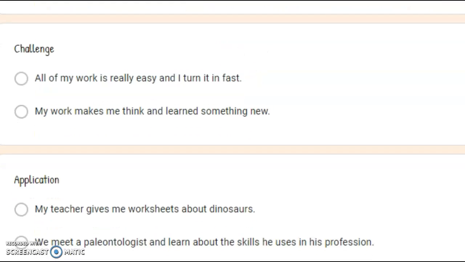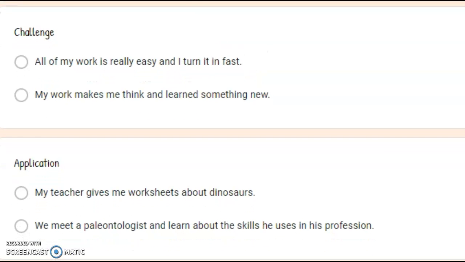The application question, another example would be, do you want to go to a school where my teacher gives me worksheets about dinosaurs? Or would you like to go to a school where we meet a paleontologist and learn about the skills that he uses in his profession?